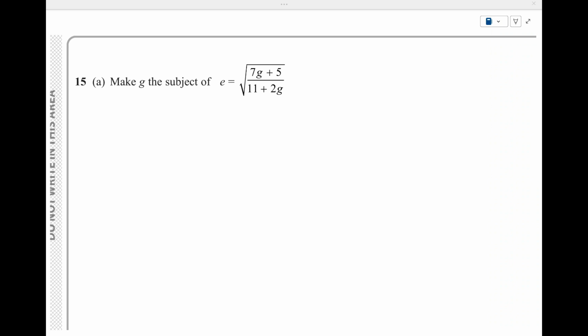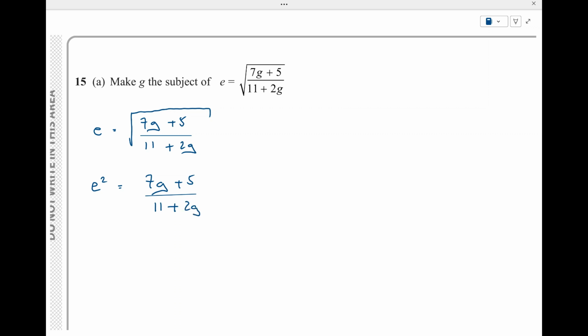Right, 15a. Make g the subject. So I've got to rearrange this expression to make g the subject. Here's the original expression. e equals the square root of this. I'm just writing it down, really. Give me a chance to have a think about it. First thing I'm going to do is bust out that square root. Let's square both sides. So e squared is going to equal 7g plus 5 over 11 plus 2g.